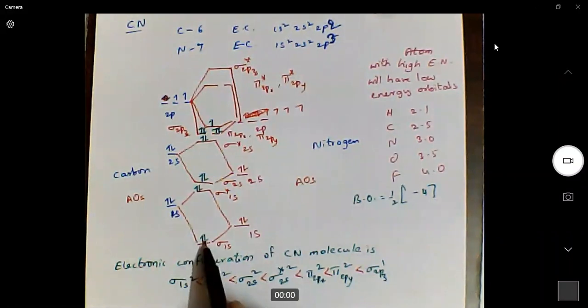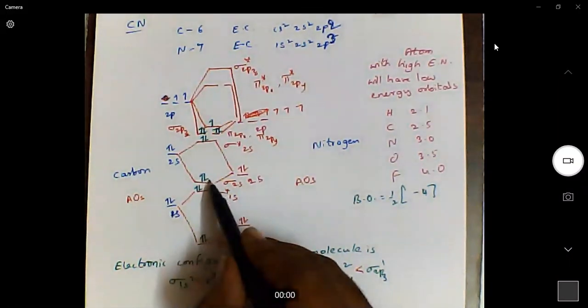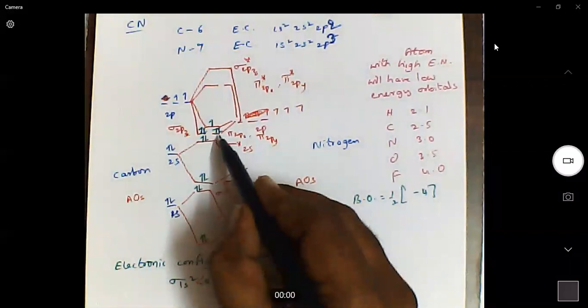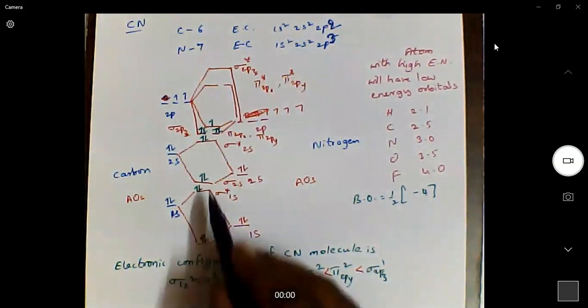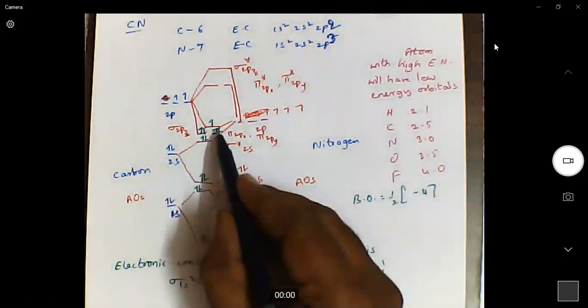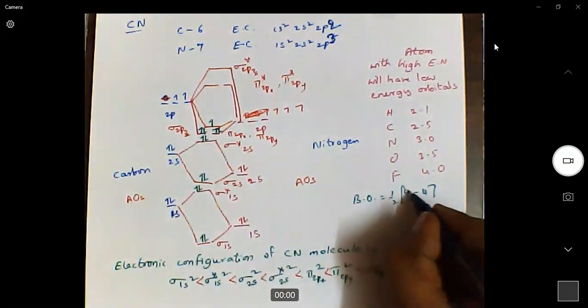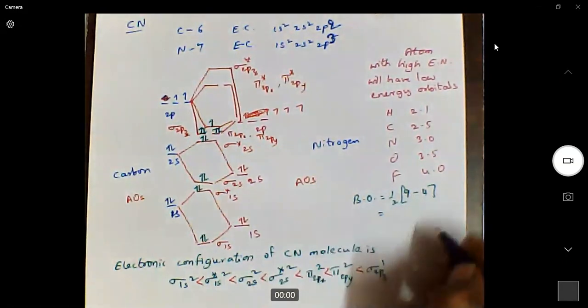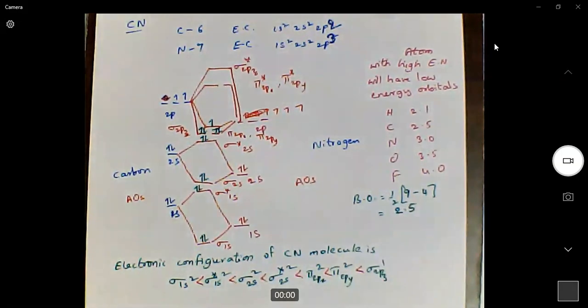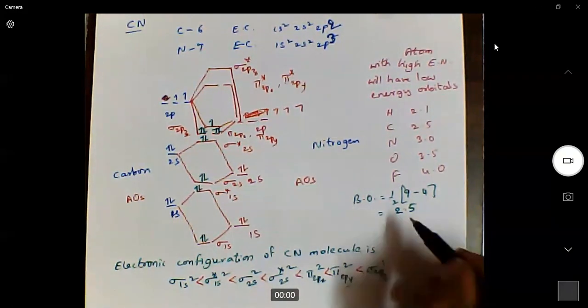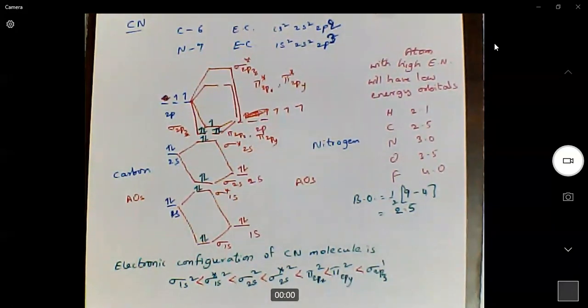2 electrons in sigma 1s, 2 electrons in sigma 2s, 4 electrons in 2 pi orbitals, 1 electron in sigma 2p orbital. So 2 plus 2, 4 plus 4, 8 plus 1, 9 electrons in bonding orbitals. So the difference is 5 by 2, it is 2.5. So the bond order in CN molecule is 2.5.